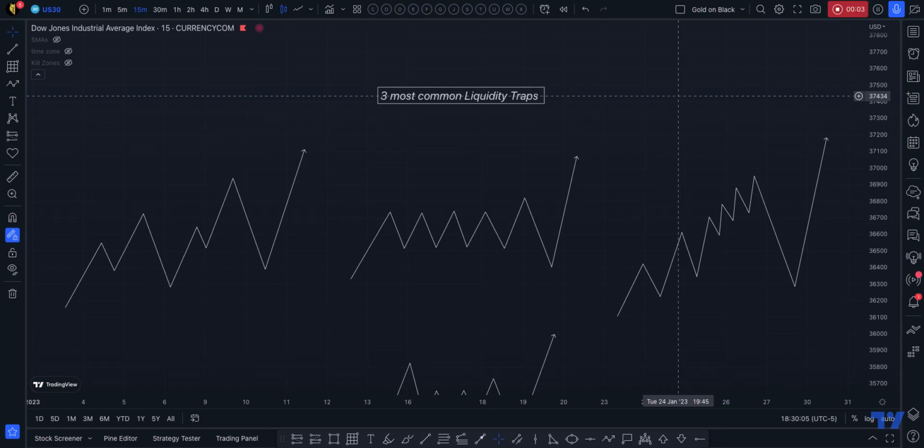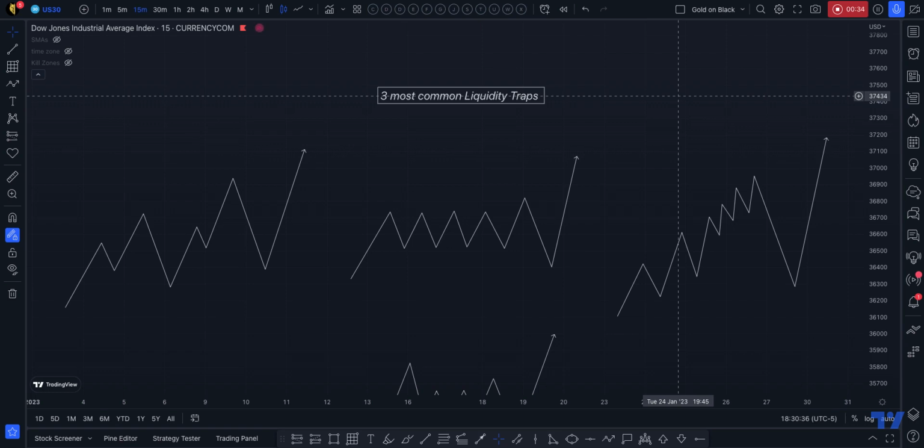This time, I wanted to discuss with you and show you the three most common liquidity traps for smart money concepts. And I would say in trading overall, as price action, there are different types of liquidity. People in this type of concept tend to put different names to this. They call it inducement, liquidity traps, liquidity grab.